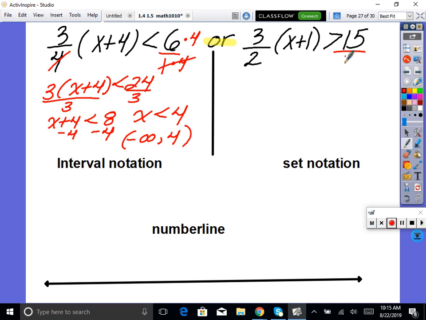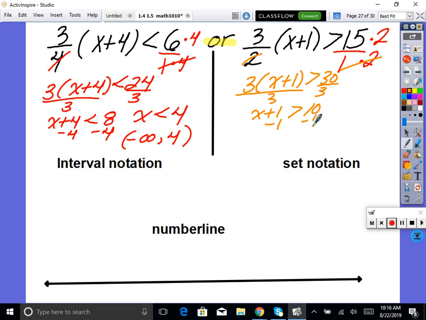All right, get a common denominator here, so I times by 2, times by 2. Our denominator can now be ignored. So we have 3x plus 1 is greater than 30. I would divide both sides by 3. X plus 1 is greater than 10. Subtract 1. X value is greater than 9. So then this one is from 9 to infinity. Everybody agree? Okay, let's put them together.